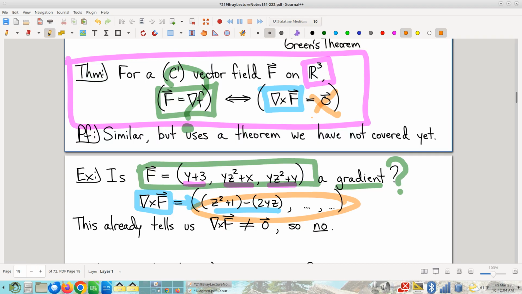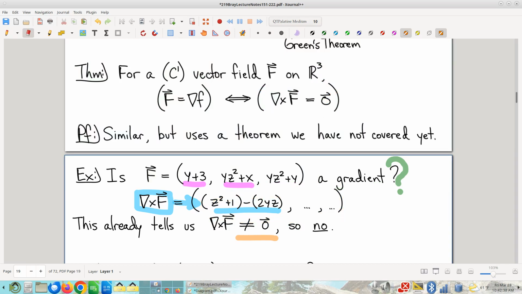So because we know it's not 0, we also know from the test that this vector field is not a gradient. And by the way, once you know that it's not a gradient, once you know that there is no anti-gradient, don't try to find it. It's a complete waste of time. We know it's not there. It's a wild goose chase. Don't try. It's not there to be found. Okay. All right, let's see another example. Let's see a 2-dimensional example.